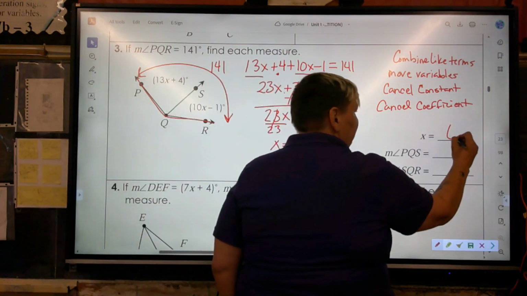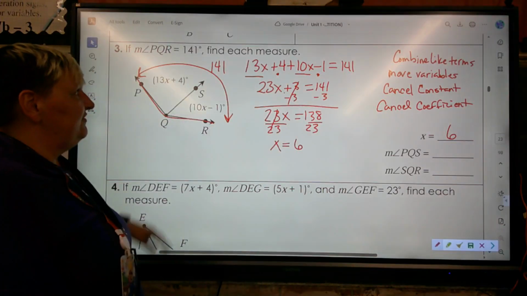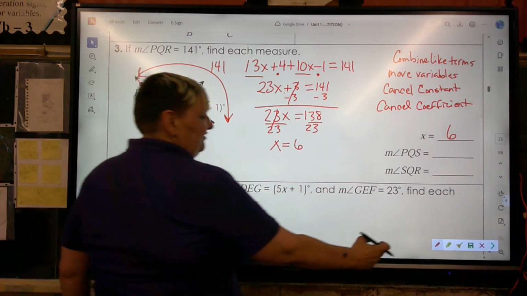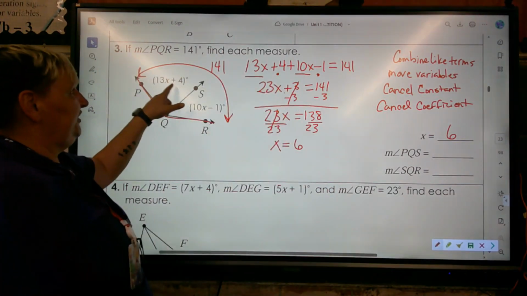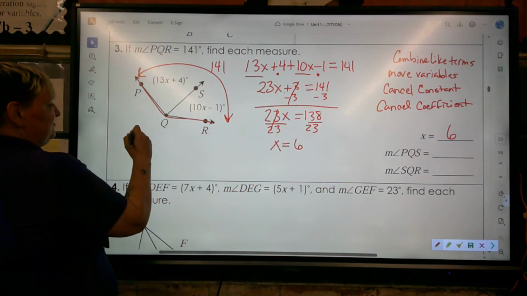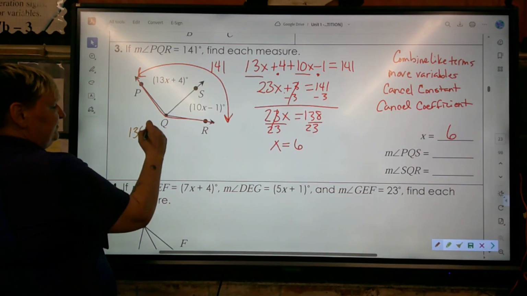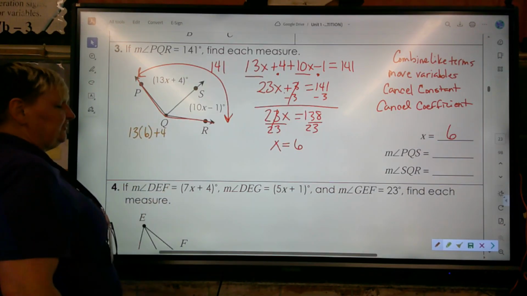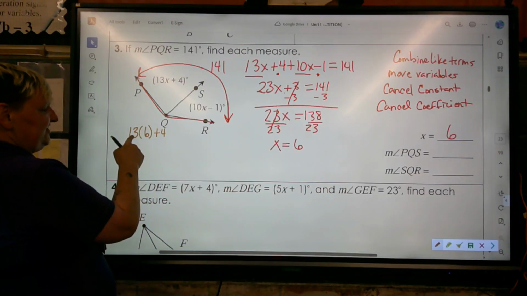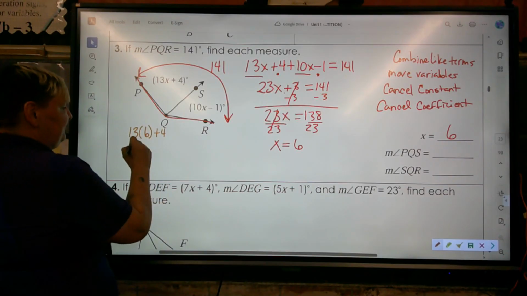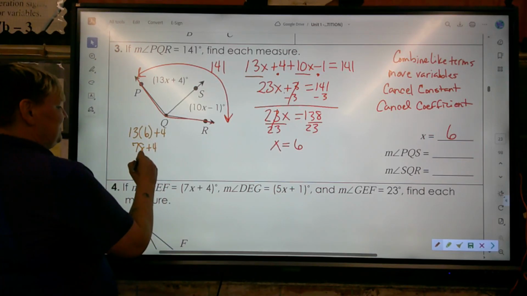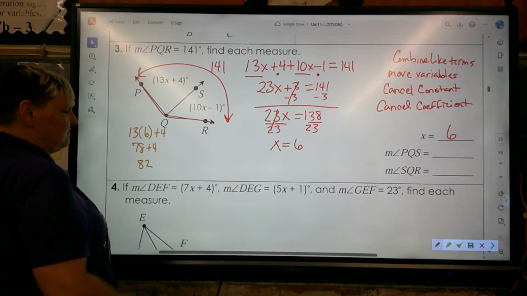Make sure you go back and read the question. That's not enough because it wants us to find each measure. Right? So now that we know that x is 6, we can replace x with 6. So 13x plus 4 becomes 13 times 6 plus 4. 13 times 6, 6 times 10 is 60, 6 times 3 is 18, 60 and 18 is 78. And that's how you do math in your head. 78 and 4 is 82.